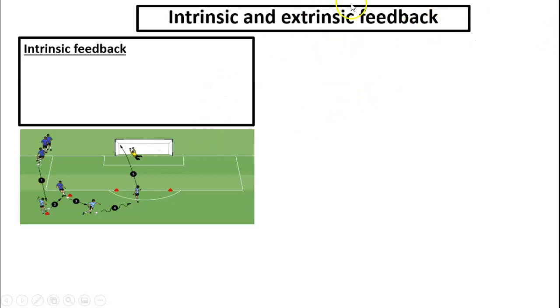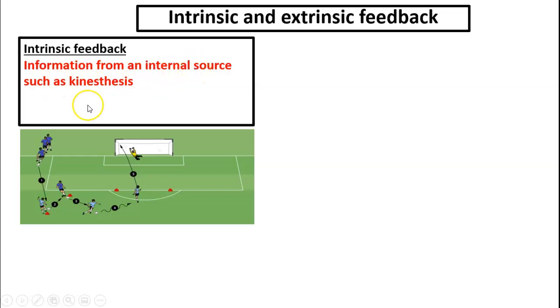Okay, so if we go on from here, let's start with our basic descriptors then. So we've got intrinsic and extrinsic feedback. Let's start with intrinsic feedback. Intrinsic feedback refers to information from an internal source, such as kinesthesis. So internal information from sources such as kinesthesis. Now remember, kinesthesis is that sense of feeling the movement. So if you're going to give an example of that, you will go to here.